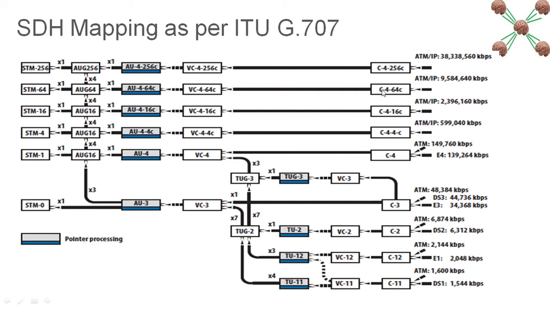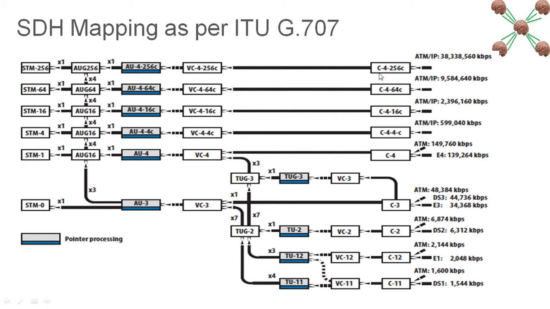So if you have 10 gig, you can directly put it on VC64, VC4-64C, or we can call it STM64. And if you have a bigger, 40 gig network, then this 40 gig can also be put on SDH. But now the support of 40 gig is not available on SDH very easily, so you have to shift to the new standard, which is called OTN, and we will discuss it further.